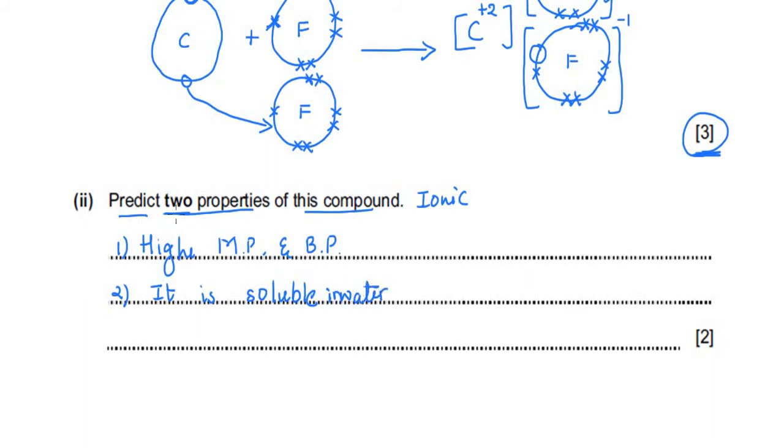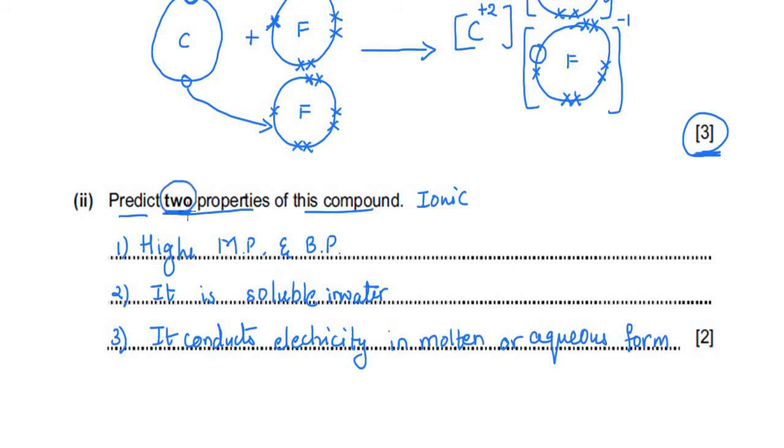If you want to write more than two properties, or if you want to know, let's discuss one more property, that is it conducts electricity. It is a good conductor of electricity, but only in molten form or aqueous form, that is in the dissolved form. So out of these three properties, you can write any two properties to gain 2 marks.